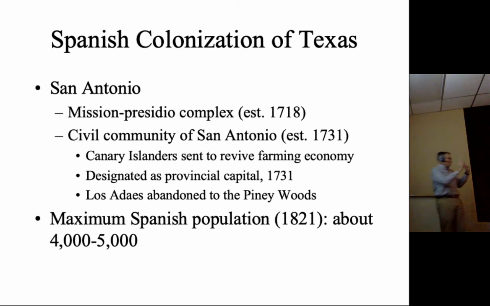And so the first capital of Texas was what? Los Adais, technically, which was actually in Louisiana today, okay? So the capital moves from Los Adais, I think, to Nacogdoches, and then eventually San Antonio would hold it for a while, until the Texas Republic independence. So anyway, the Spanish population in Texas, even as late as 1821, the last year of Spanish holding of Texas, was only about 4,000 to 5,000 people. So it's not a huge area.